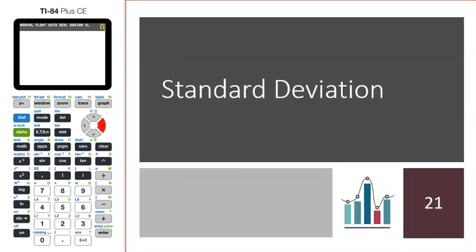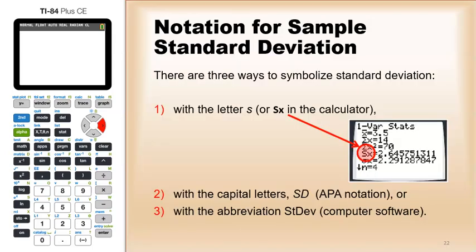All right, the most important measure of variation for this class is the standard deviation. Now, there are three ways you can symbolize the standard deviation, and you might see all of them at some point for this course. Typically, we use the letter S, or your calculator uses Sx, but the letter S is generally used for standard deviation. APA notation uses SD, or computer software, and what I often use myself for an abbreviation is STDEV, standard deviation.